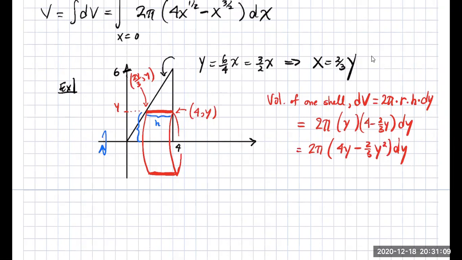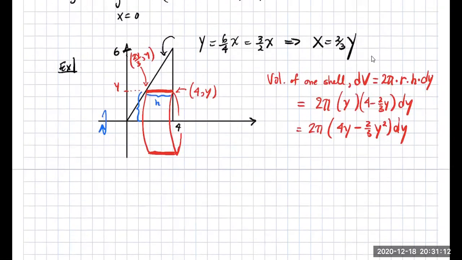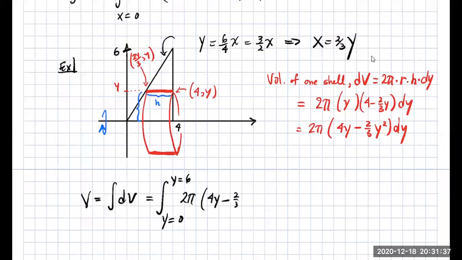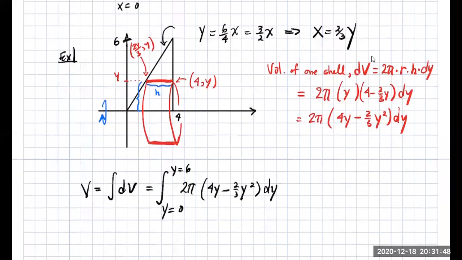The total volume, let's go down here, is equal to the sum of all those individual elements. And those elements will range from y equals 0 to y equals 6. Okay, y equals 0 to y equals 6. And all those elements are given by this expression. Okay, now straightforward integration after that. Okay, let's carry this one through.